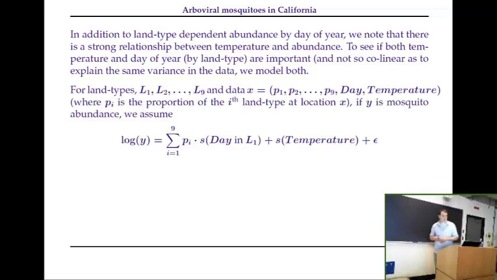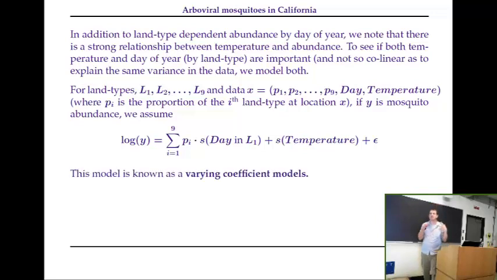The modeling approach specifically, again, this is the only really dense math slide I think I have. The log mosquito abundance is going to be a function of the seasonality with relation to land type times the proportion. So for a given location, I have 50% urban, 50% pasture. In that particular place, the mosquito abundance is 0.5 times whatever the seasonality of pasture is, plus 0.5 times whatever the seasonality of urban is, plus some relationship with temperature.